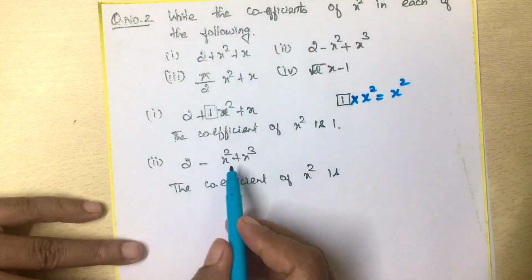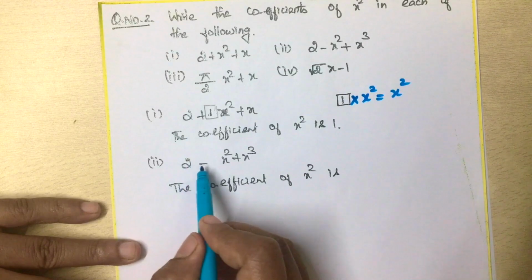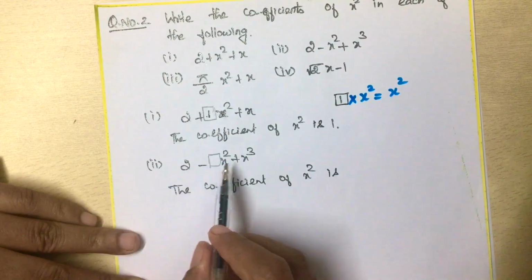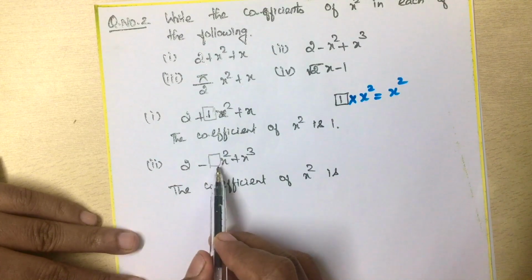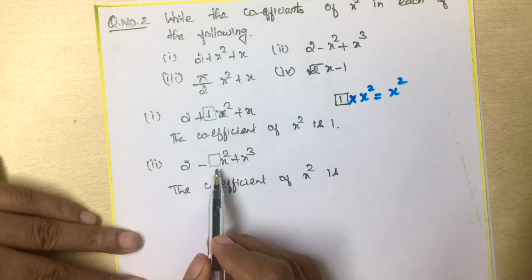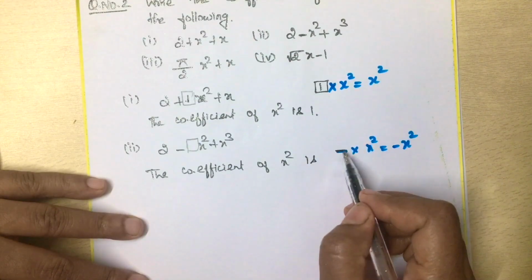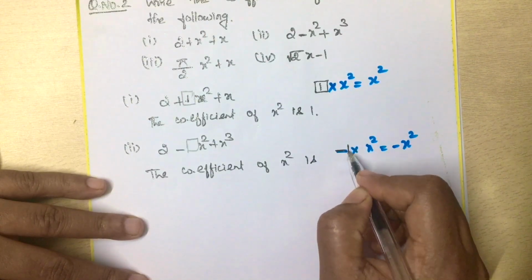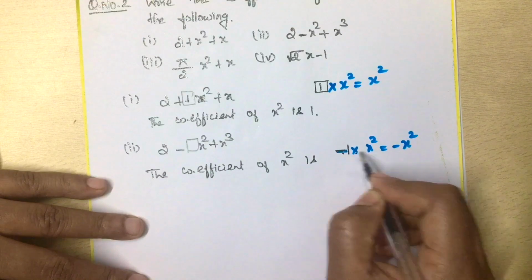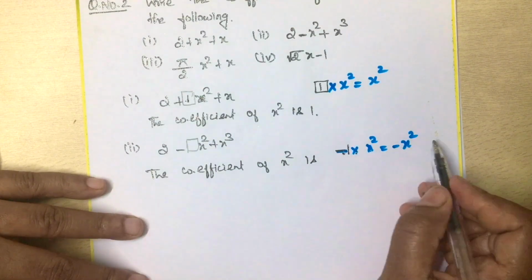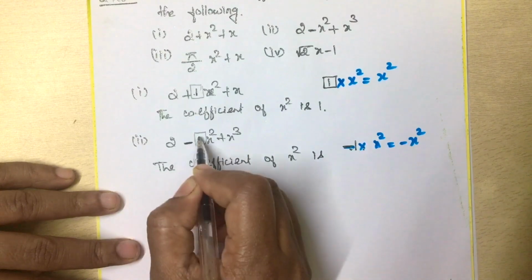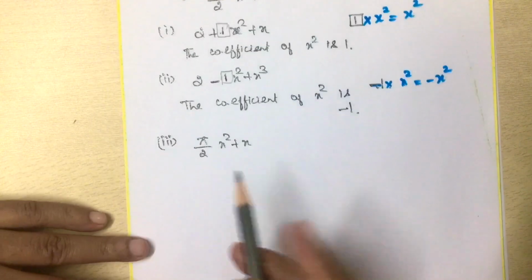For the second subdivision, we have to find 2 minus x square plus x cube. The same way, we have to find what will be the coefficient of x square. Minus into x square. So I have to apply a constant minus the same. Minus 1 into x square gives me minus x square. Now what is the coefficient here? It is minus 1.